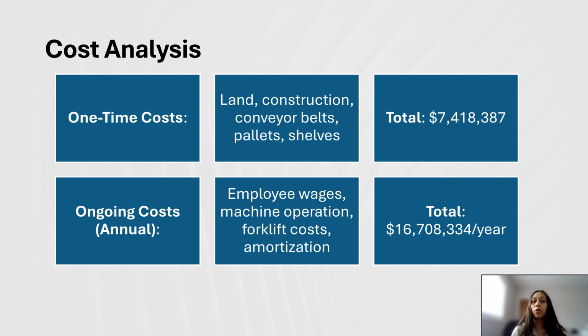Now moving on to the cost analysis, the one-time investment covering land, construction, and equipment totals just over 7.4 million. Ongoing costs include wages, operating expenses, and amortization of machines and forklifts, adding up to roughly 16.7 million per year. For the cost calculations, we assumed 251 working days in a year and a wage rate of $60 per hour for office employees.